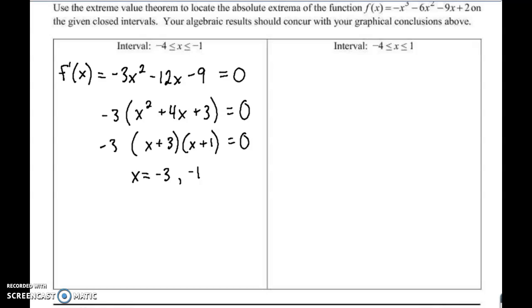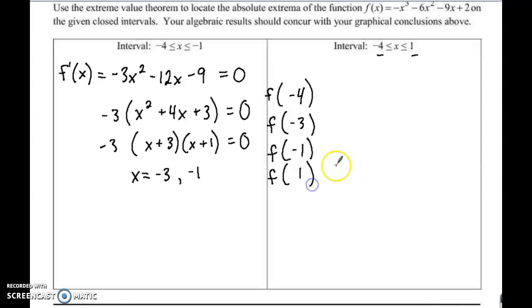So what we would do next is use a sign chart. And you don't have to use a complete sign chart, but all you have to do is create a chart that would say, okay, we're going to check the endpoints and where the derivative is equal to 0, and plug that in: f of negative 4, f of negative 3, f of negative 1, and f of 1, and use those values. I'm going to cheat because I'm running out of time. And the highest will be the max, and the lowest is your min.